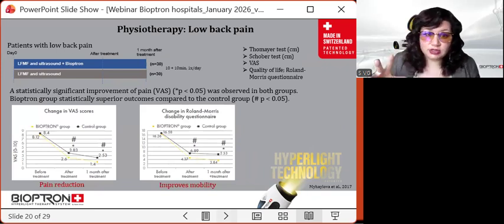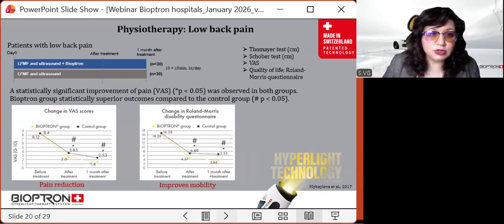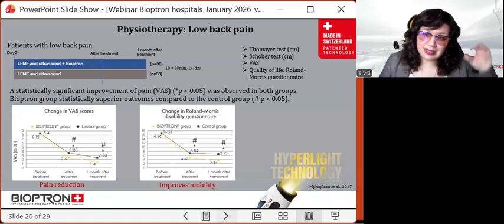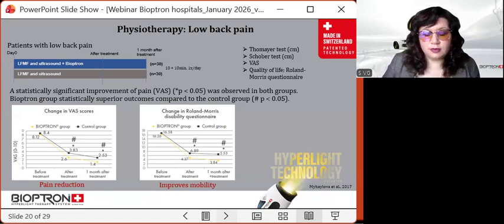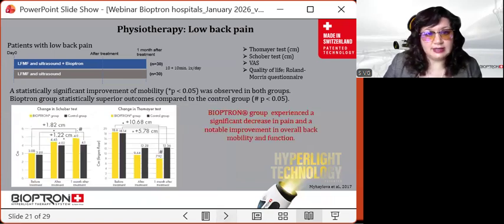Also in these rehabilitation centers, that is where you will find most low back pain, or these nursing homes. Once again, thanks to adding Bioptron to the therapy that the healthcare professional decides for this patient, in the group of Bioptron the pain was always lower at any time point, and also the quality of life. It improved the mobility and the quality of life of these patients. So once again, you can give this little information to healthcare professionals to explain just some of these clinical trials that we have.